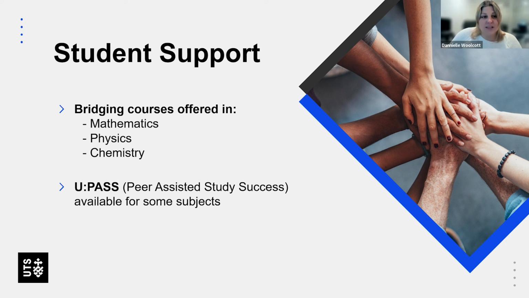We have our bridging courses offered in mathematics, physics, and chemistry to help support you while studying and to get you prepared. We also have a system called UPass, which stands for Peer Assisted Study Success, and it's available for some subjects. The great thing is it's supported by students who have previously undertaken the course and are years ahead of you, so they have gone through it and can help assist you where needed.